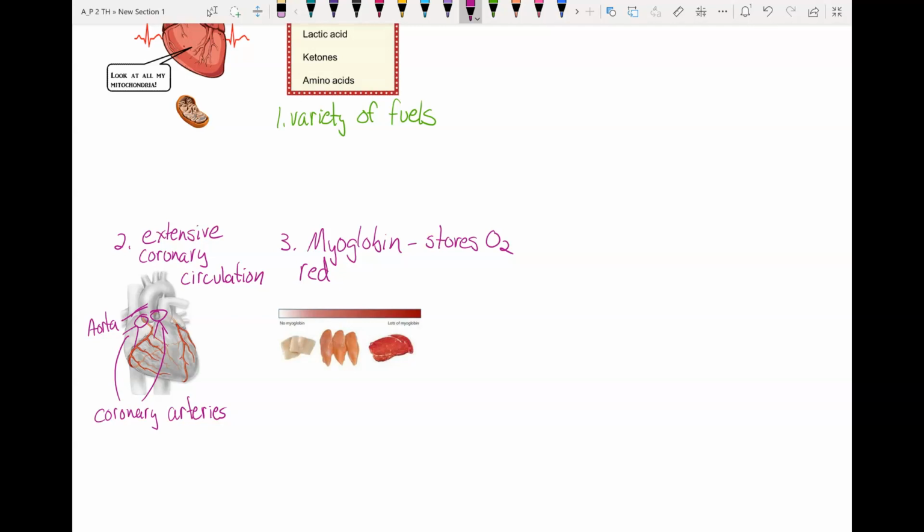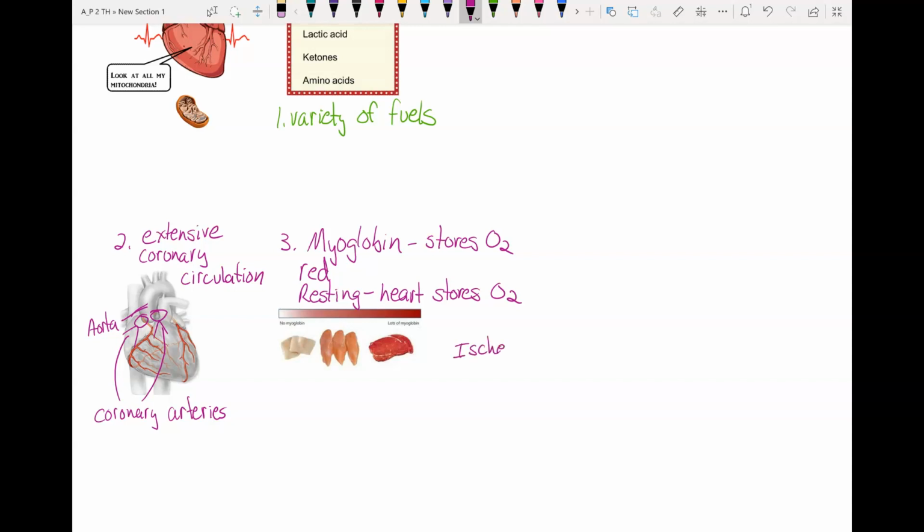So when you are resting, and you're not using a lot of oxygen, your heart hoards it. It's like an episode of Hoarders. Your heart has all this myoglobin, and it's grabbing all this oxygen and hoarding it. Then when you're active and your heart needs that oxygen, it has it to use. And getting oxygen to your heart is very, very important.